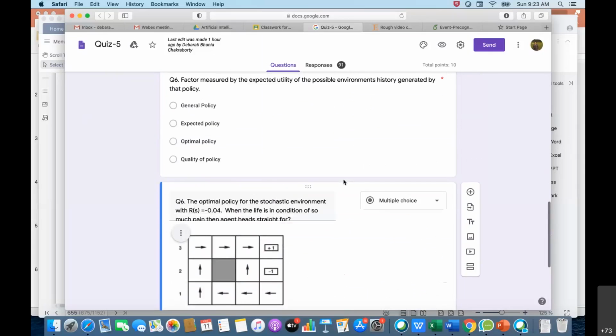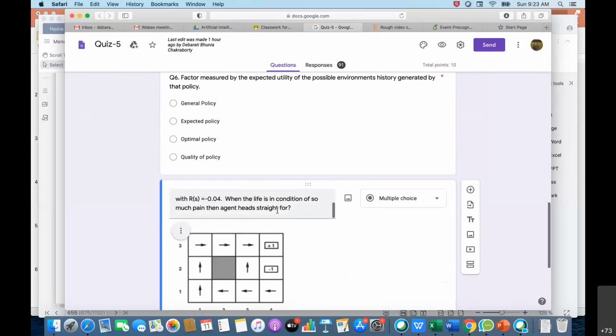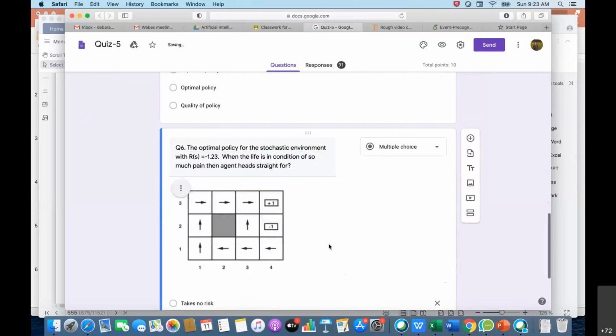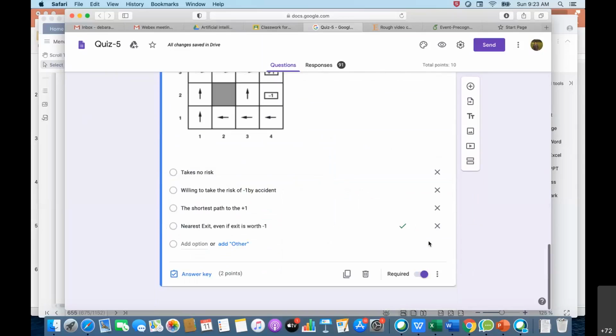Well, I think there is some problem with that reward. Here, actually, the reward value is supposed to be minus 1.23. Then the agent will be heading for the nearest exit. Okay.